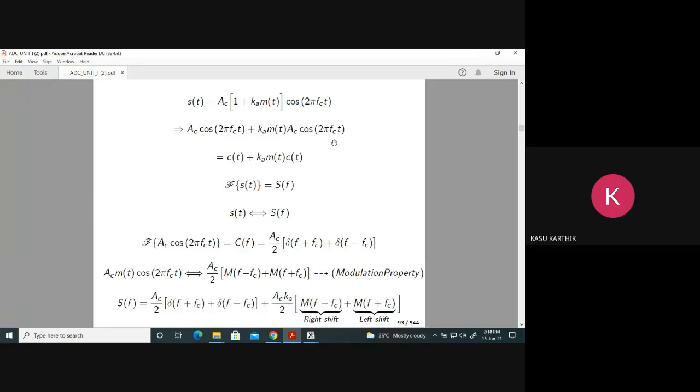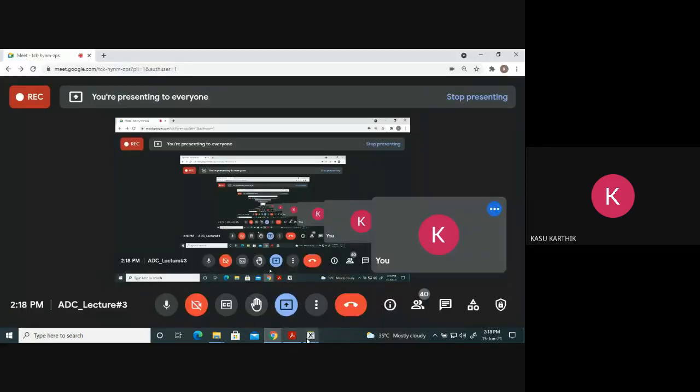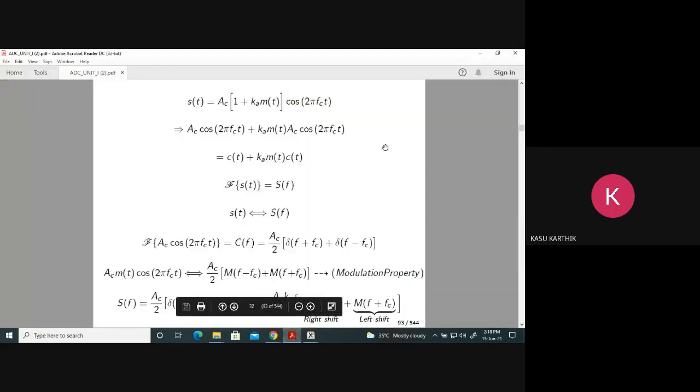Now, finally what do you get? The last thing is S of f. That is Ac by 2 times delta of f plus fc plus delta of f minus fc, plus Ac ka by 2 times m of f minus fc plus m of f plus fc. Right shift and left shift. Are you following or not? So you try to follow these steps. They're very simple. I'll share the PPT also. You can go through them. You can just look at them once if you want. Is it okay?